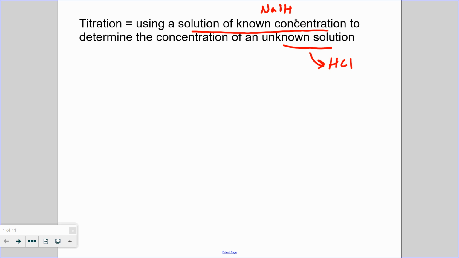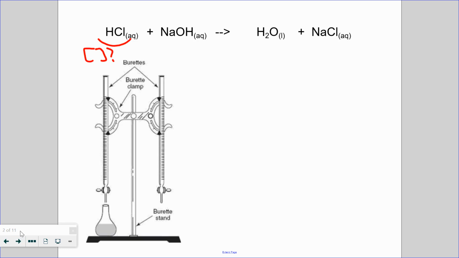Normally, I would have you make that solution so that you know for a fact its concentration because you made it, instead of having to trust what somebody else made. That's why we did, or would have done, the original lab on making a solution, so that you know how to do that. So here we are. We're going to use a solution of sodium hydroxide whose concentration is 0.5 molar. I made this solution for you. It's 0.5 molar, and we're going to put that in this burette right here.